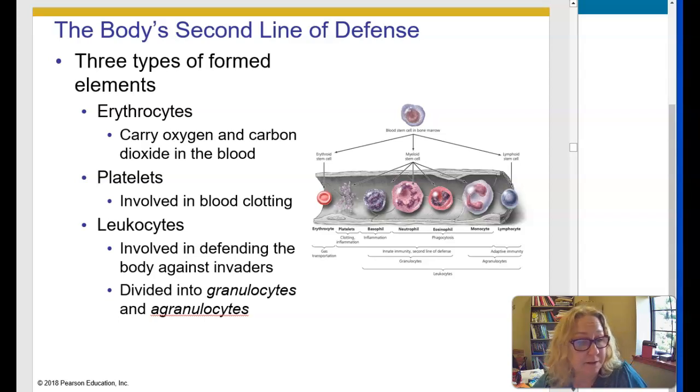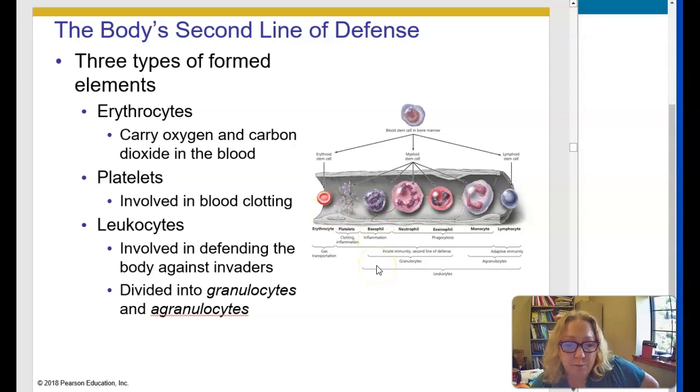Blood cells. Okay, so we have our erythrocytes. These are red blood cells. They carry oxygen and carbon dioxide in the blood. We have platelets. These create blood clots. Okay, so they're involved in immunity, but not as much.